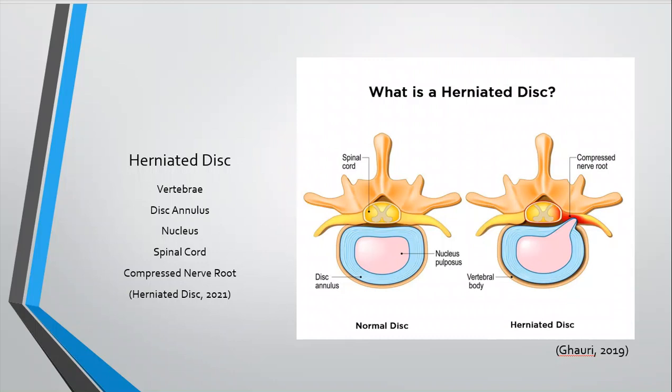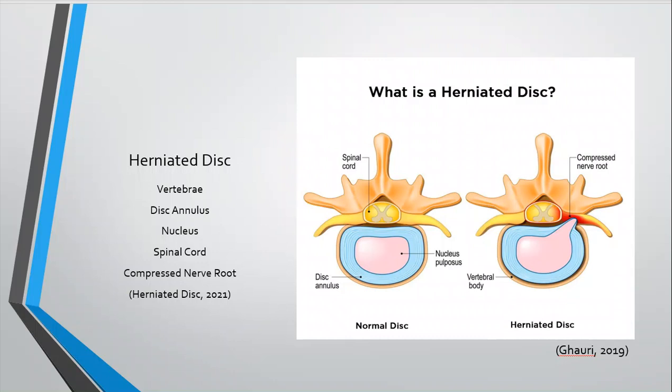Now, when someone has a herniated disc, a piece of the nucleus pushes through the outer shell, also known as the annulus. The nucleus then gets into the spinal canal and presses on the nerves, which causes pain. A herniated disc can also be called bulged, slipped, or ruptured.